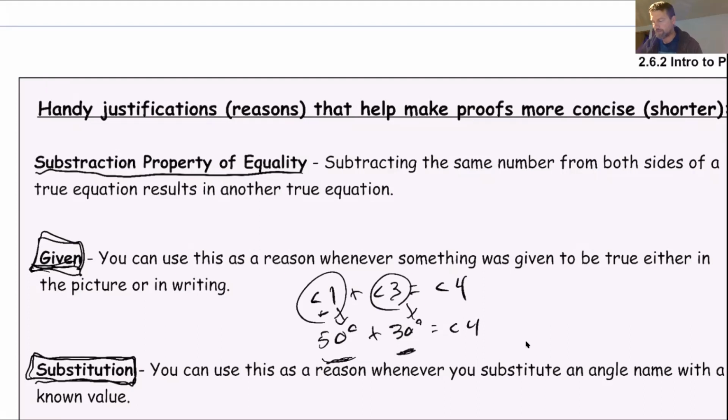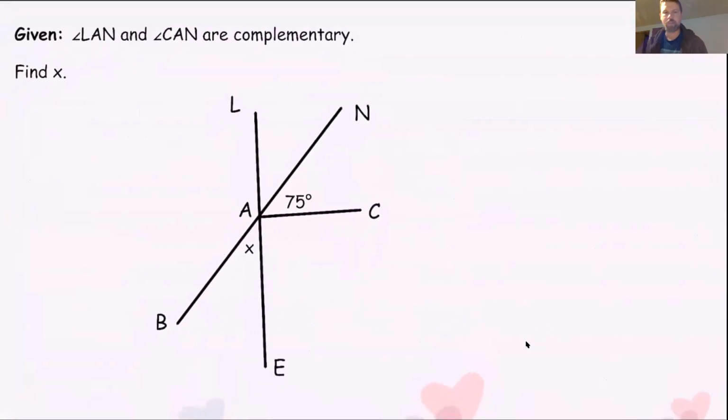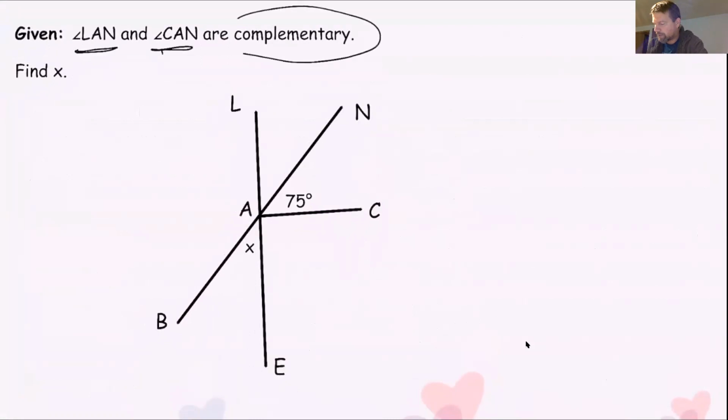All right, let's try one more, and then we'll end this video. Again, this is a problem we did as a class, but let's figure out x, and then we'll see if we can list out the steps we took to figure it out and actually prove it. First, it tells me angle LAN and angle CAN are complementary. I know complementary means adds up to 90 degrees. Here's LAN right there. Here's CAN right there. So those two angles add up to 90, which means that must be 15, because 15 plus 75, that's 90.